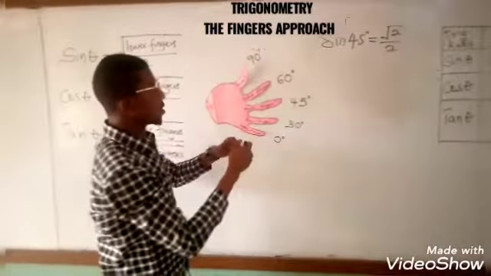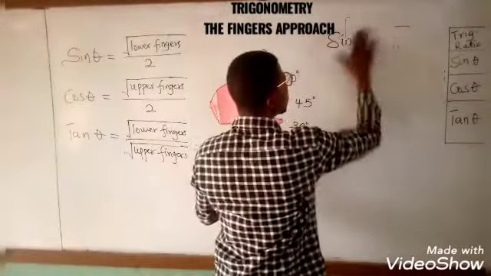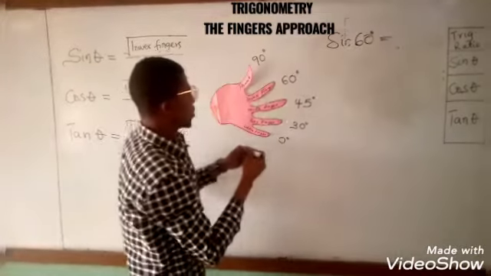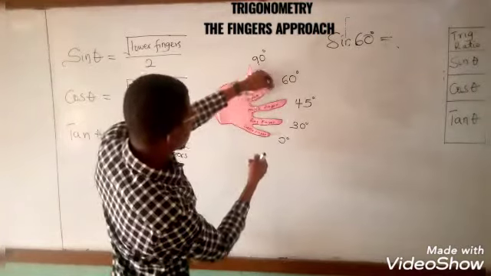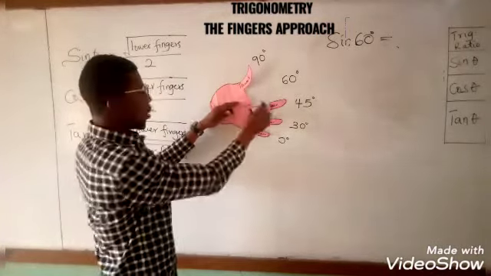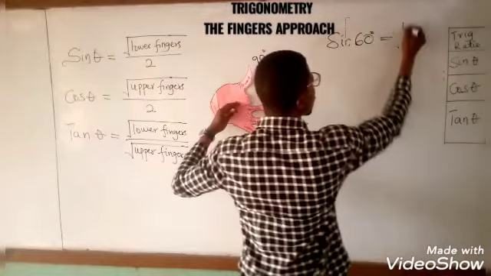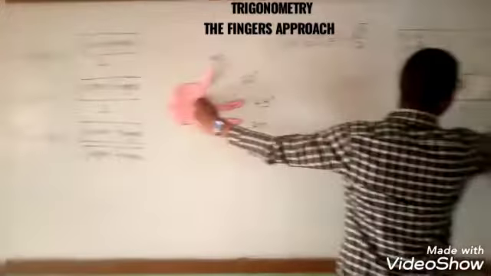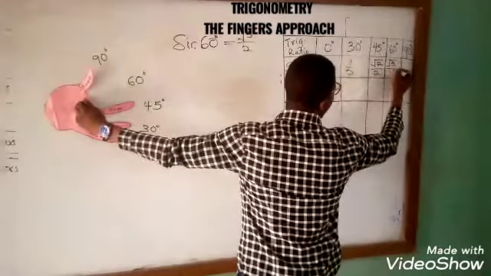Sine 60 degrees. We close up the 60 this way, then count the fingers downwards. 1, 2, 3. So root 3 divided by 2. That's root 3 divided by 2.